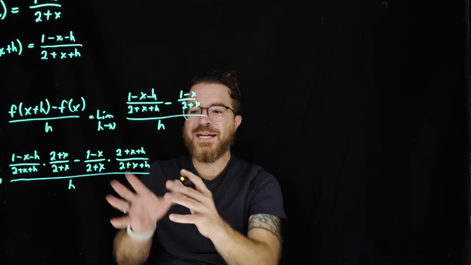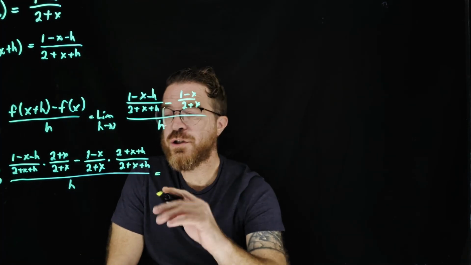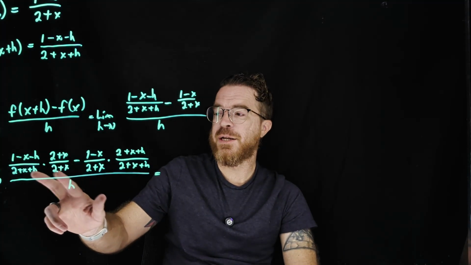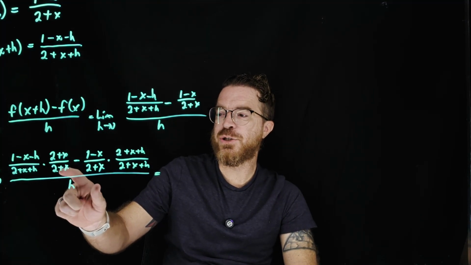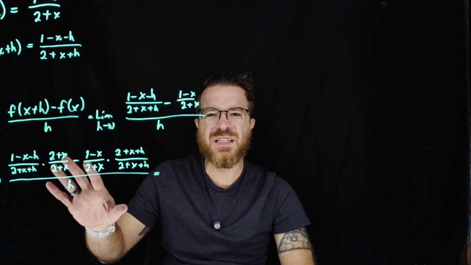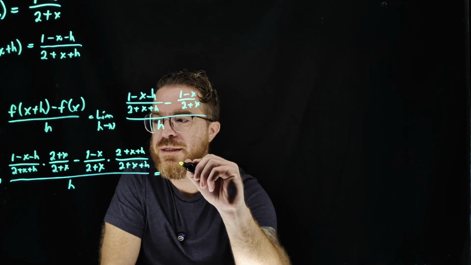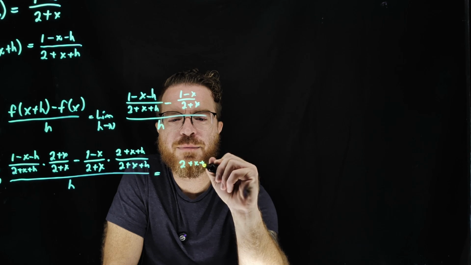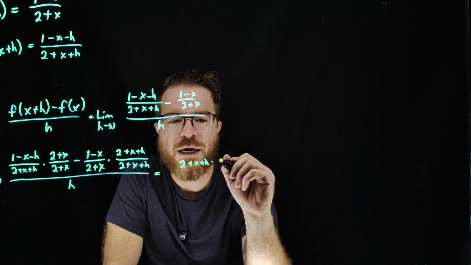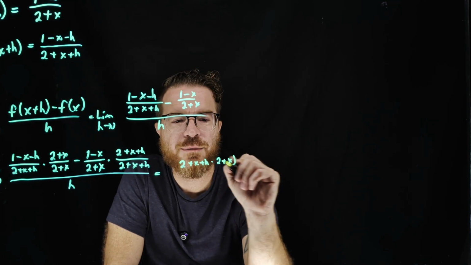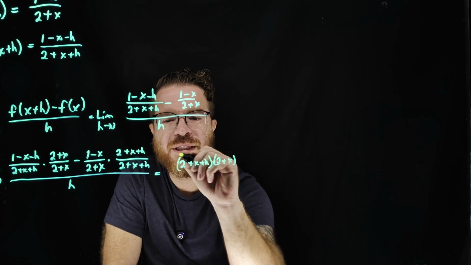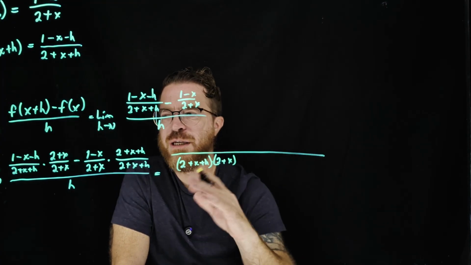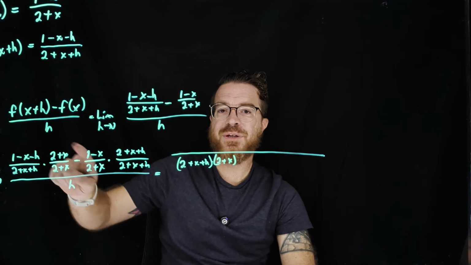So this is going to end up equaling, first of all, now both of these are going to have denominator 2 plus x plus h times 2 plus x. So I'm just going to leave that the way it is for now. I'm just going to put that this is 2 plus x plus h times 2 plus x, and put those in parentheses. So this is going to be the denominator now for the new fraction. It's going to be really big. And we're going to distribute these terms together.